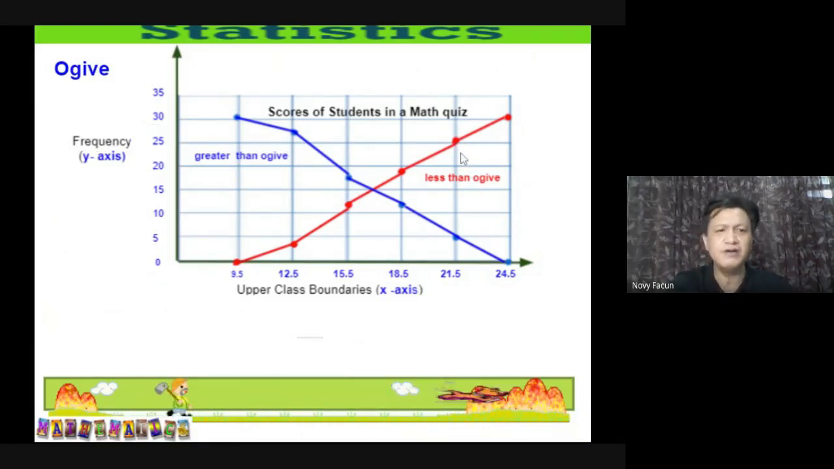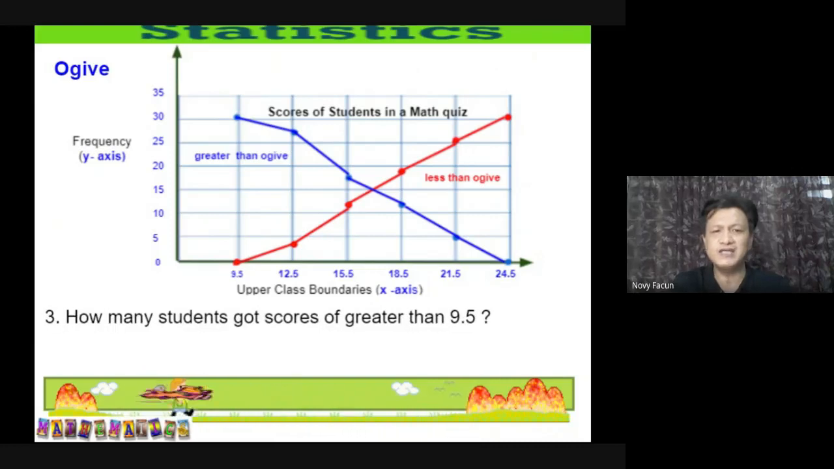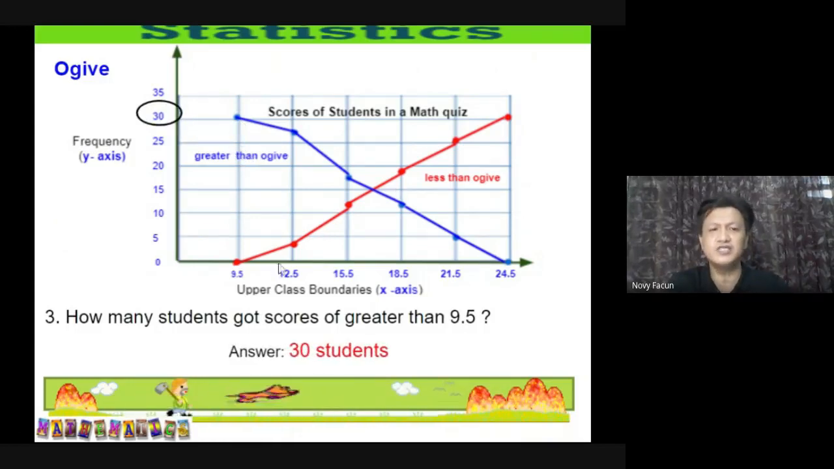And then number 3, how many students got scores of greater than 9.5? If this is greater than 9.5, tignan mo yung blue. Ito siya. Ibig sabihin nandito yung number of frequency. That is, number of cumulative frequency niya. That is 30. Okay, kaya 30 students yung nakakuha dyan na greater than 9.5.